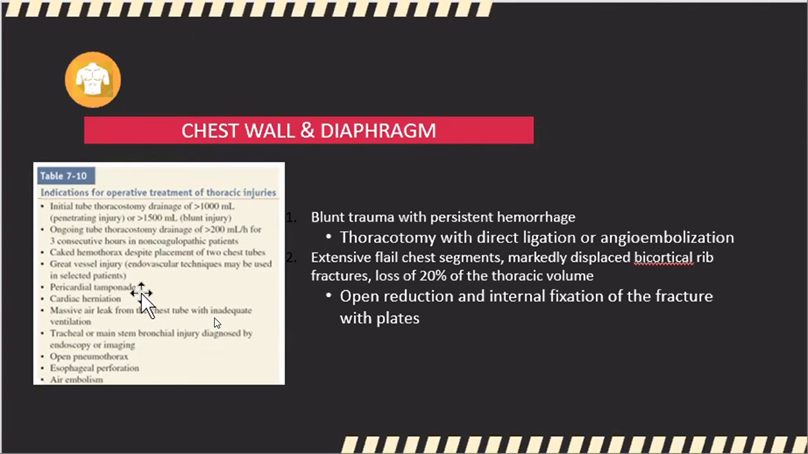If with pericardial tamponade, you need to drain it. If with cardiac herniation, you need to open as well. If with massive air leak from any bronchopleural fistula. If you have massive bronchial injury, open esophageal perforation, or air embolism, you need to do immediate operative management.